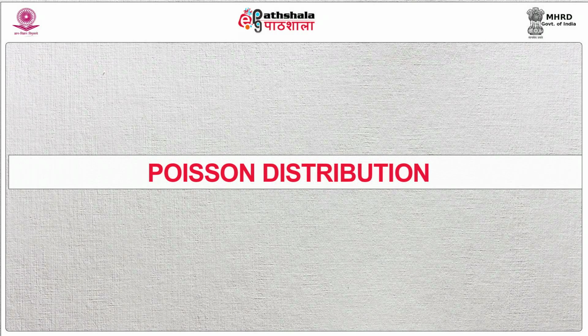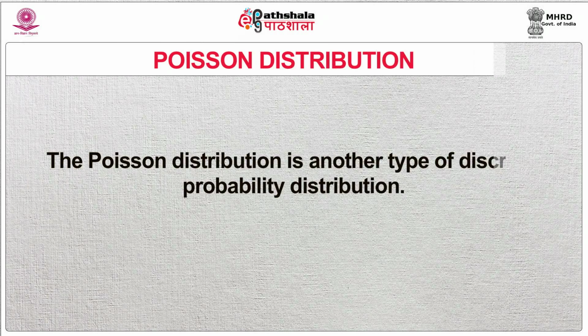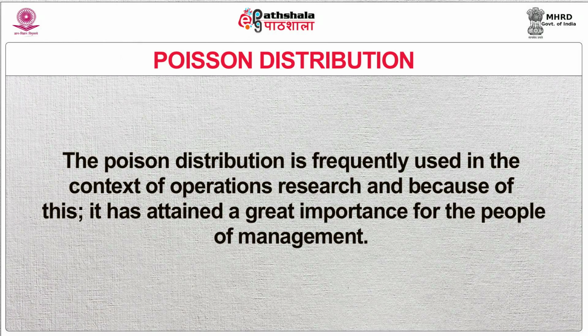The next distribution is the Poisson distribution. It is another type of discrete probability distribution. The Poisson distribution was developed by a Frenchman named Simon Denis Poisson, after whose name the distribution is now known. The Poisson distribution is frequently used in the context of operations research, and because of this, it has attained great importance for people of management. It plays a key role in queuing theory, inventory control problems, and other risk models.